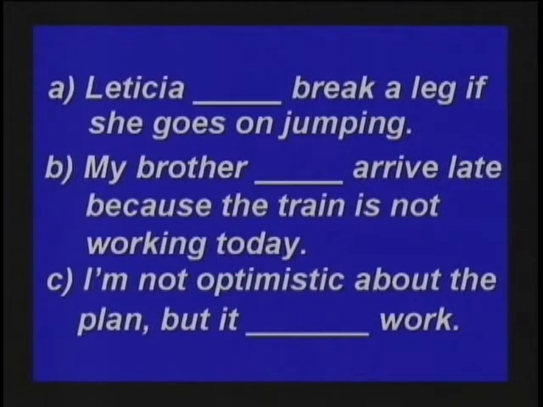Let's see the answers. Leticia may break a leg if she goes on jumping. Item B. My brother may arrive late because the train is not working today. Item C. I'm not optimistic about the plan, but it might work. Check this exercise to see the other sentences.